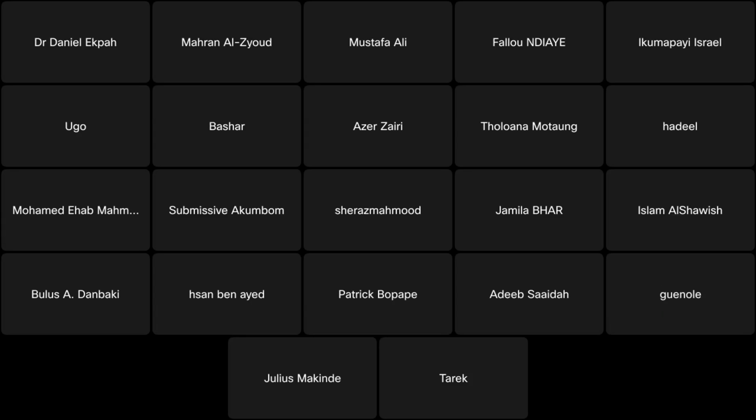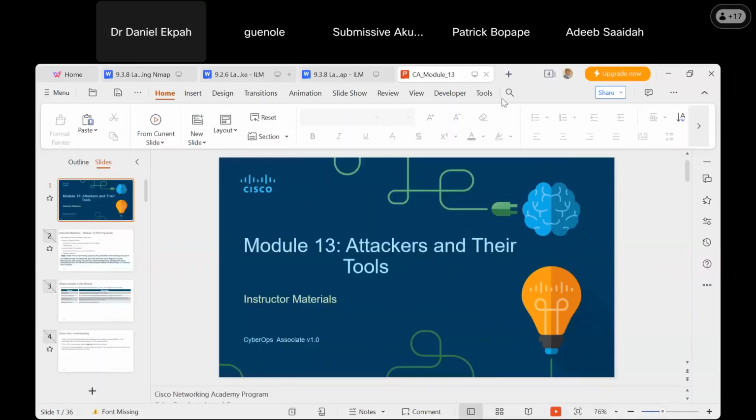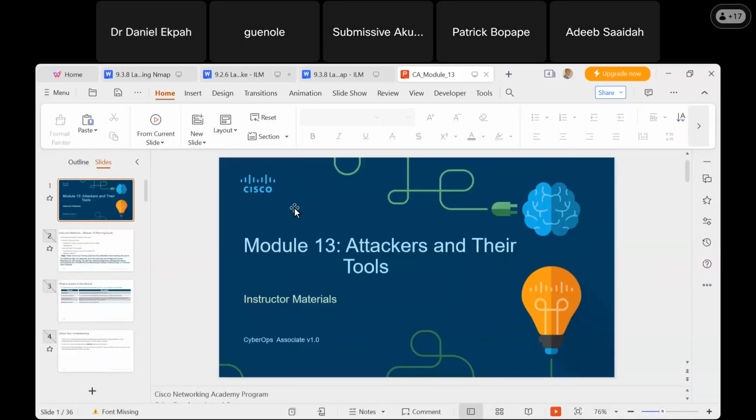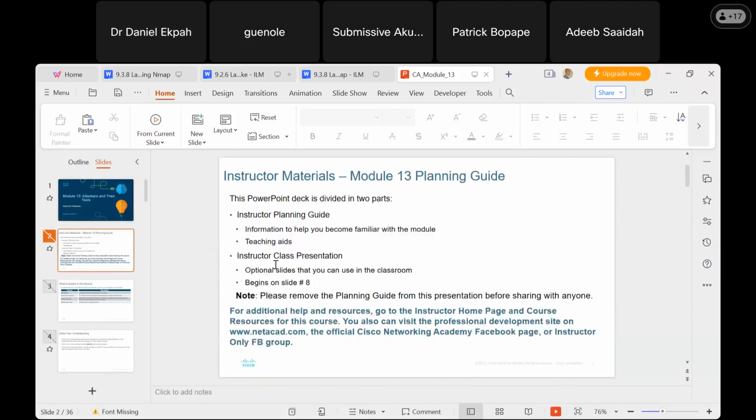Okay, so we quickly look at module 13, and like I said, can revert back to the lab. So here in module 13, we're going to discuss attackers and their tools. We're gradually getting into parts of the labs that require doing a lot of penetration testing. So here we'll be looking at attackers. Who are these attackers and what kind of tools do they use to attack?